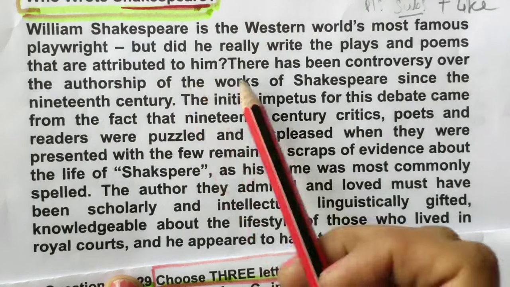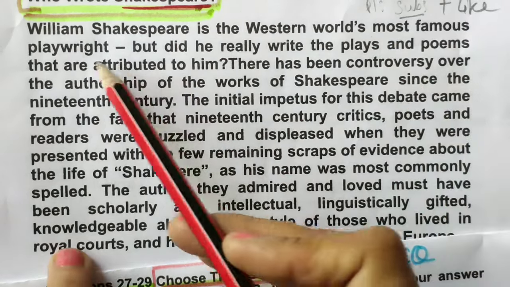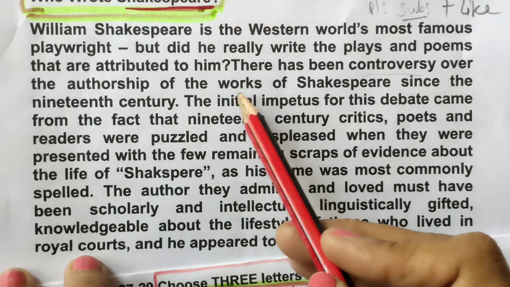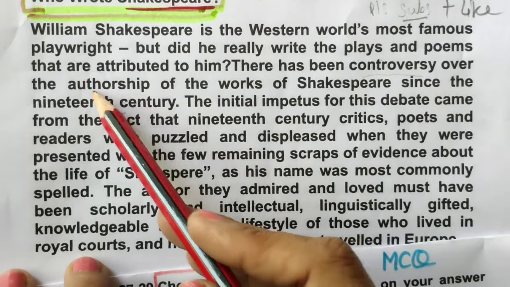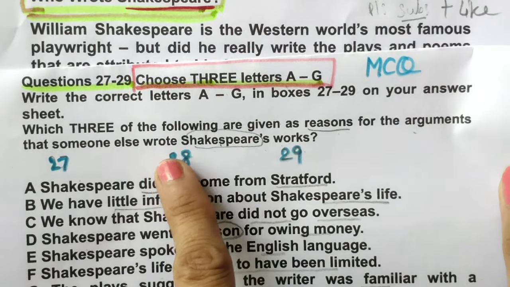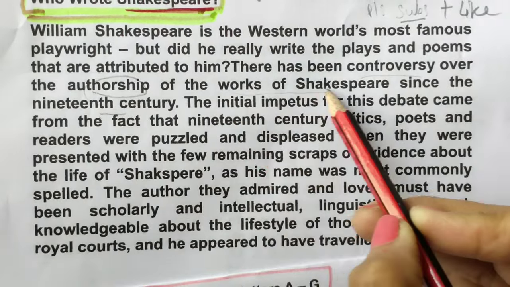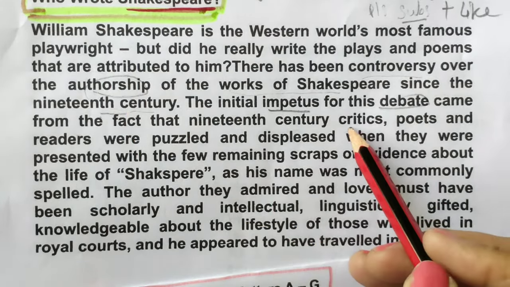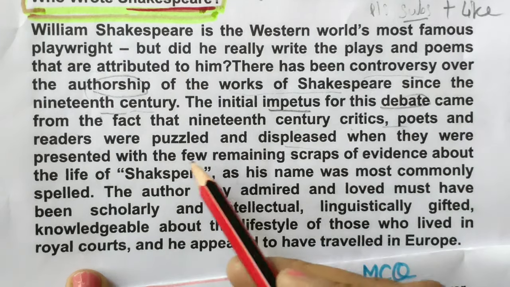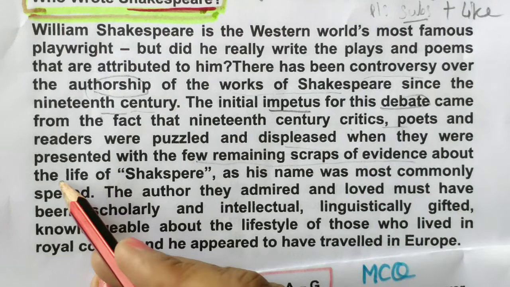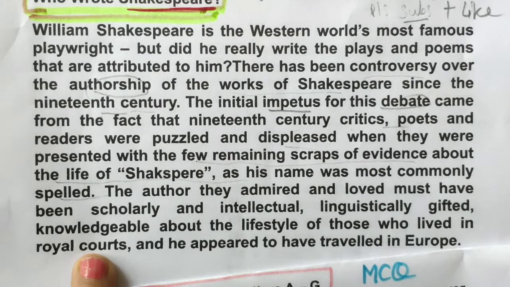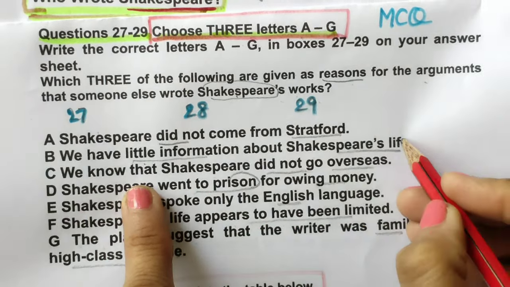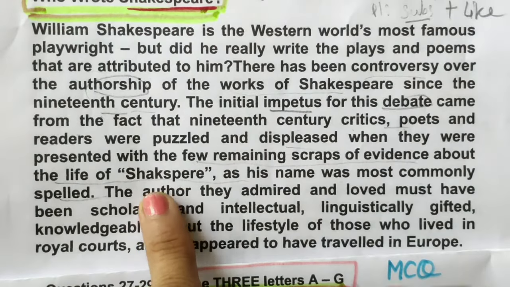Let's read this paragraph first. The world's most famous playwright, okay, but did he really write the plays and poems attributed to him? There has been controversy over the authorship of the works of Shakespeare since the 19th century. So we are also looking for that someone else wrote Shakespeare's work. The initial impetus for this debate, okay, came from the fact that 19th century critics, poets and readers were puzzled and displeased when they were presented the few remaining scraps of evidence about the life of Shakespeare, as his name was most commonly spelled. Okay, so here somewhere they were talking about, yes, we have little information about Shakespeare's life. So we can select this also, because see this, it is clearly given.